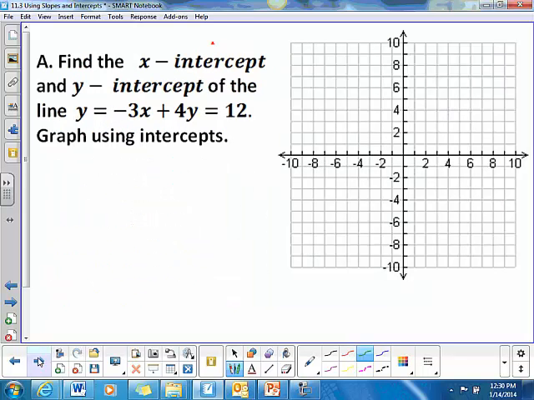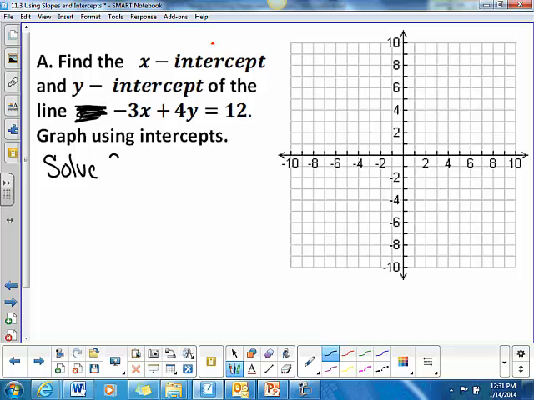All right. So now we're going to find the x and the y-intercept of a line. This actually shouldn't be there, that's not correct. Find the x and the y-intercept of the line negative 3x plus 4y equals 12. Okay? So remember we said that the line crosses the x-axis when y equals 0, and the line crosses the y-axis when x equals 0. So that's what we're going to do. We're going to substitute in some values.